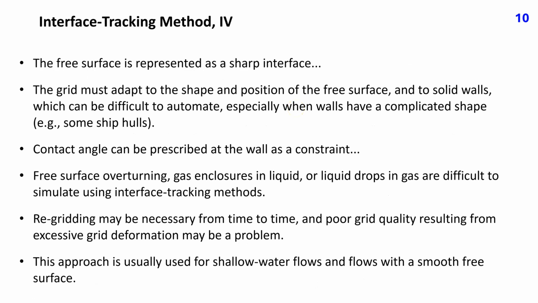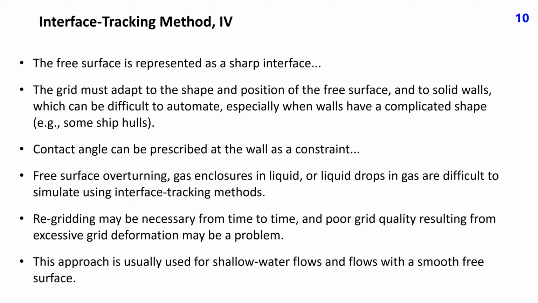The free surface is represented as a sharp interface. The grid must adapt to the shape and position of the free surface and also to solid walls. This can be difficult to automate, especially when walls have a complicated shape, for example, some ship hulls. Contact angle at walls can be prescribed as a constraint.